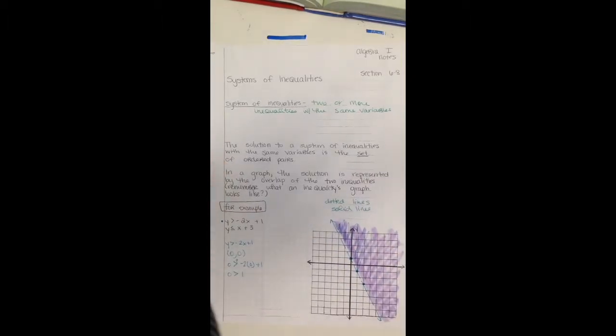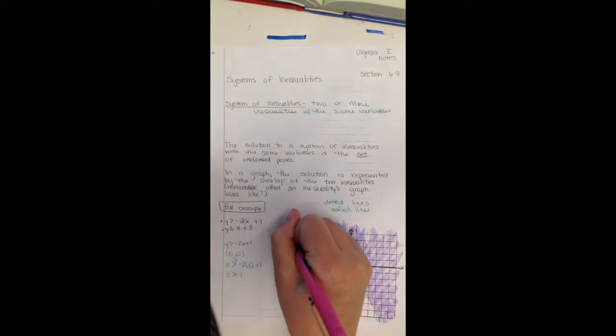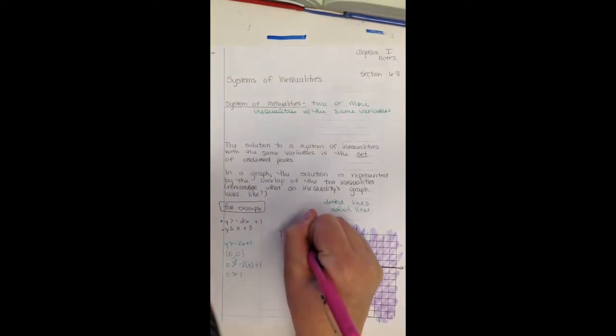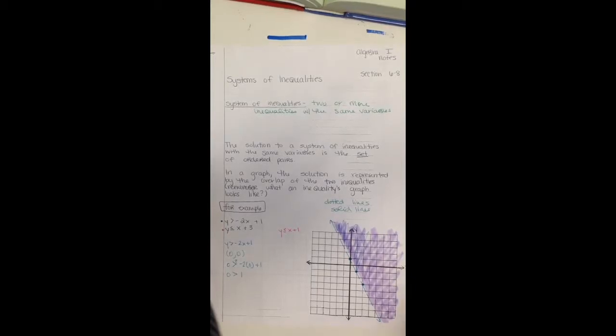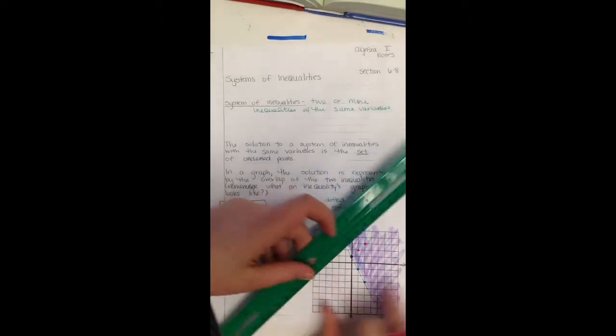Okay. Then I'm going to do the second equation in pink, and I have y is less than or equal to x plus 3. Already in slope-intercept form. My intercept is at 3. My slope is 1, so I rise 1, run 1. It's less than or equal to, so it's a solid line.